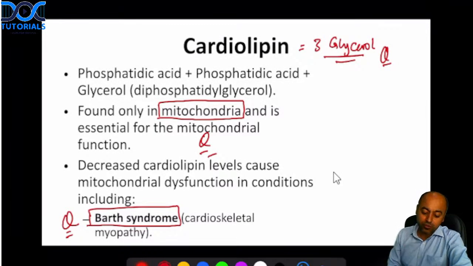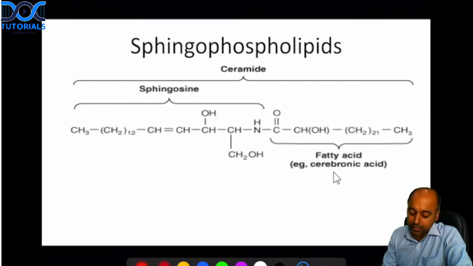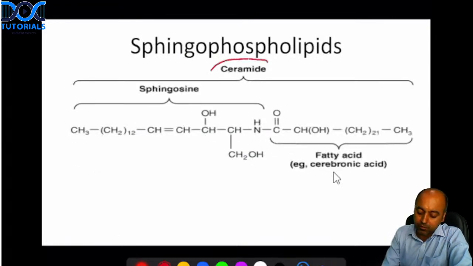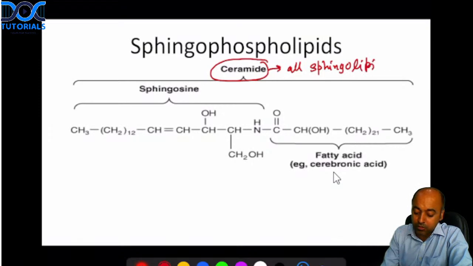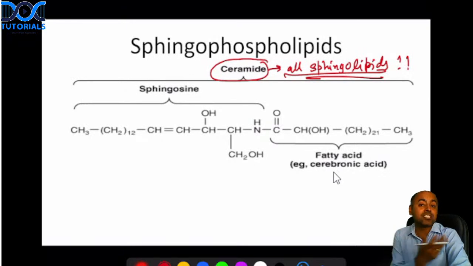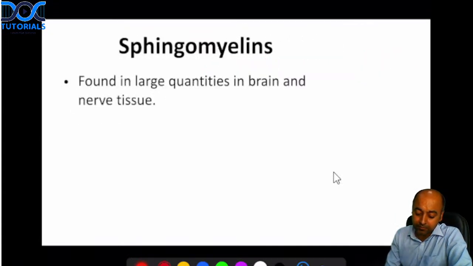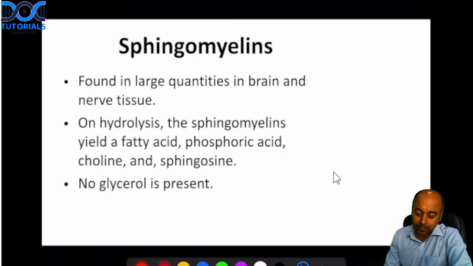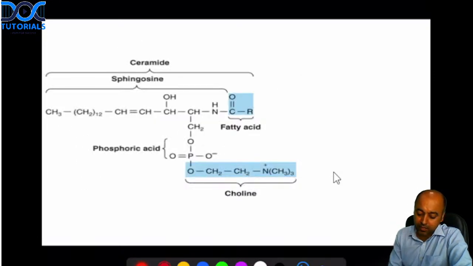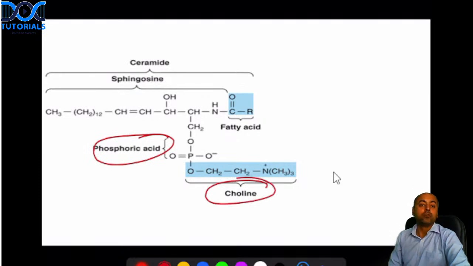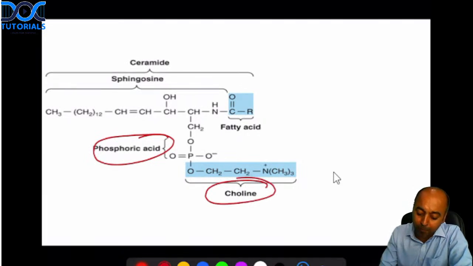Talking about sphingophospholipids, sphingosine is attached to a fatty acid. This is the common structure, ceramide, in all sphingolipids. Remember, ceramide is the building block. Just like we had phosphatidic acid, here we have what is known as ceramide. And in the case of sphingomyelin, which is found in the brain, you have ceramide plus phosphate plus choline. Okay, so this is sphingomyelin.